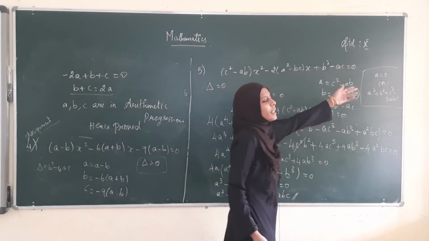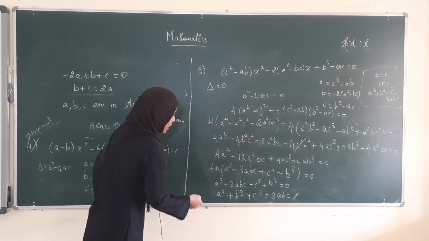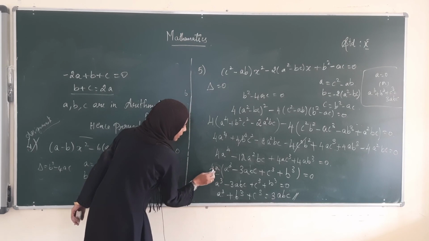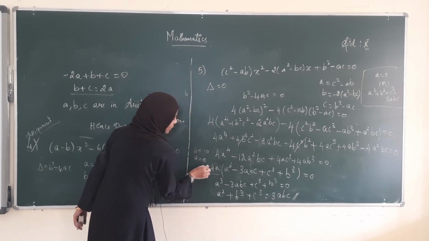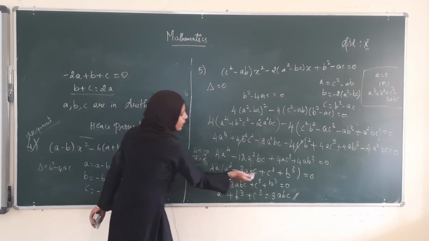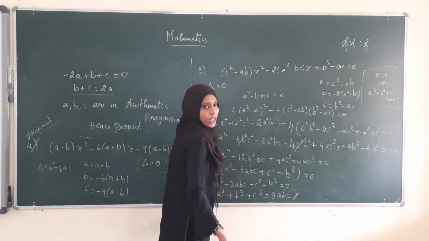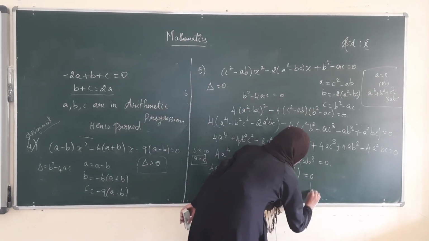We have to prove either a is equal to 0 or this term. Here we got one term and here one term. When we take 4a is equal to 0, we get a is equal to 0. Hence this is proved. And when we take the other term as 0, we have a cube plus b cube plus c cube is equal to 3abc. Hence we have proved both terms. Hence proved.